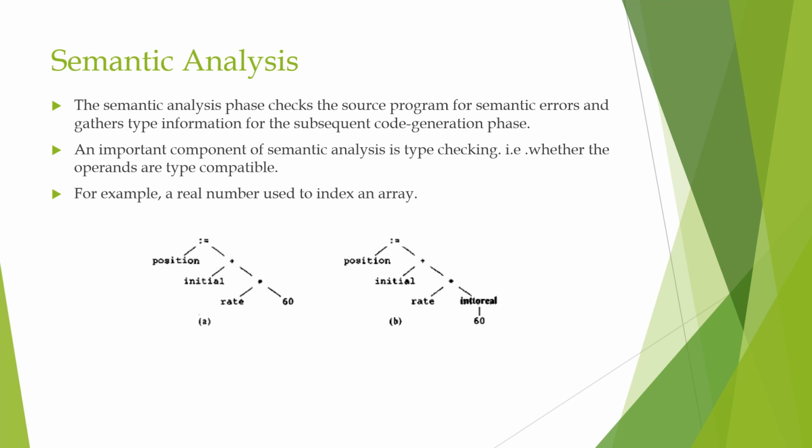First, the same statement, the same parse tree diagram: position is equal to initial plus rate star 60. Here we have the whole number. But in the semantic analysis phase, it represents this number as an integer. Now, if we want to convert that integer to real, because we want the output in real, for that we can represent it as int to real and then the number. So this conversion is done through the semantic analysis phase.